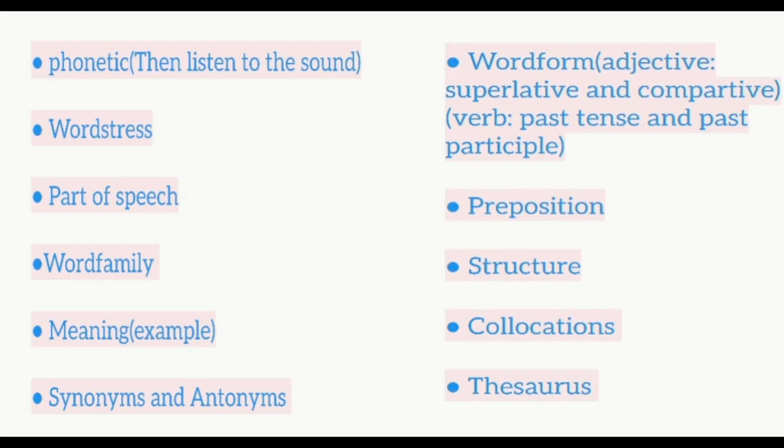Hello, everyone. Today, I'm going to show you how to teach your students to use a dictionary effectively. Dictionaries are powerful tools for learning, and if students know how to use them, how to look up words, find meanings, check pronunciation, and explore additional information, they will find learning more enjoyable and rewarding. So, stay with me. We'll go through the key steps students should follow when looking up words.